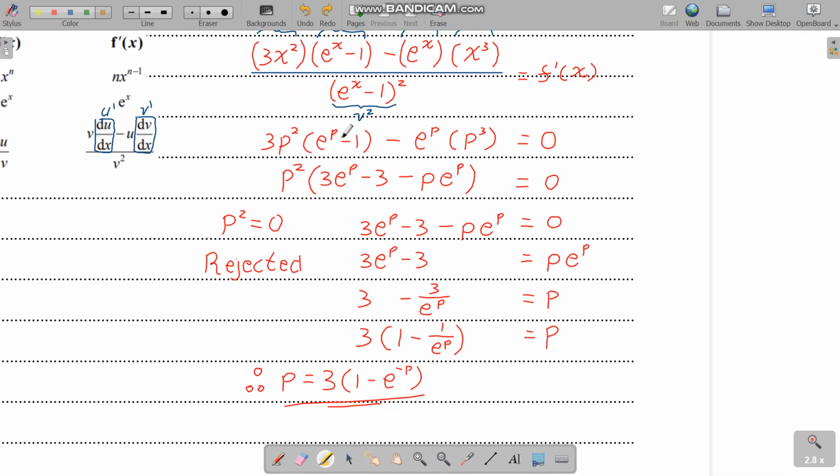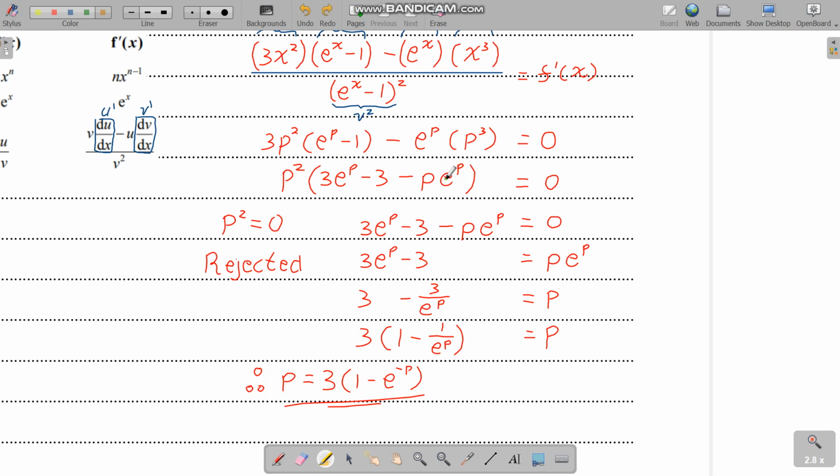Now we're solving numerator equals 0. We cannot do anything while we have a subtraction or addition here, so we usually have to factorize. Here we factor out p squared. From the first term we still have 3 times e to the p and 3 times minus 1. And if we factor out p squared, we still have p times e to the p.